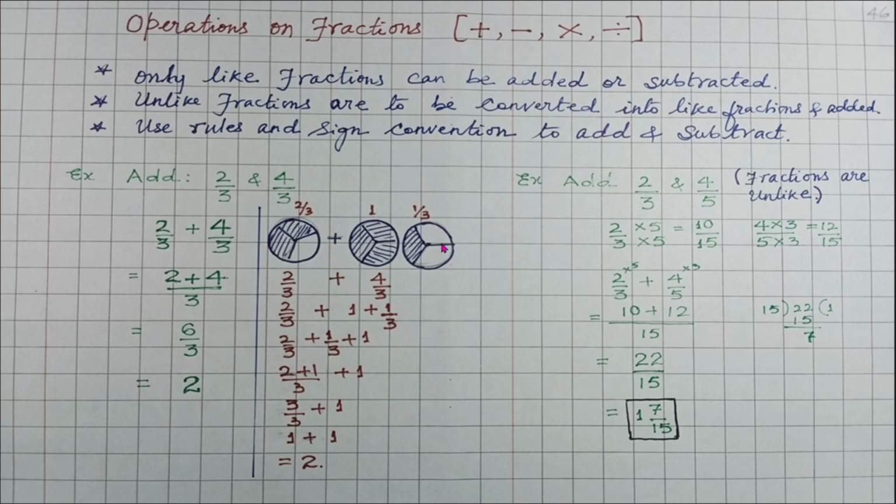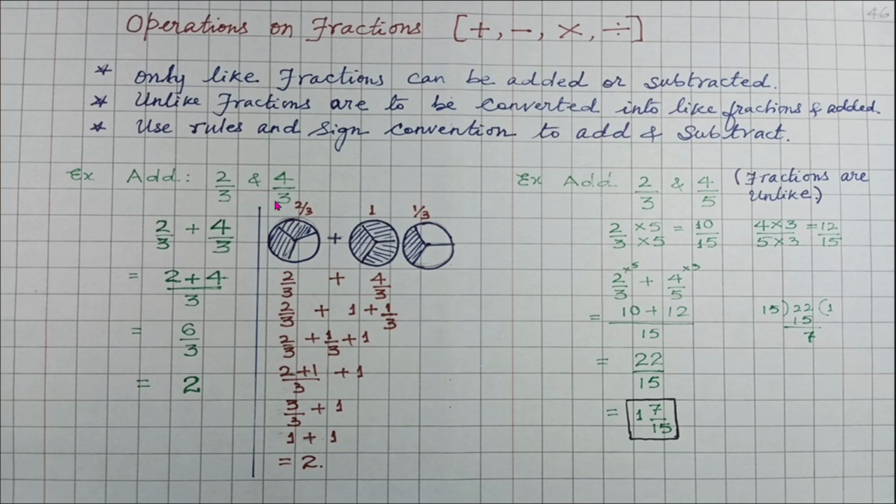Therefore we have 2 by 3 here, 1 plus 1 by 3 is 4 by 3. So 2 by 3 plus 4 by 3 becomes 2 by 3 plus 1 plus 1 by 3, that is 2 by 3 plus 1 by 3 plus 1, which is 3 by 3 plus 1, 1 plus 1 is 2. So this is an explanation as to how we have added 2 by 3 and 4 by 3. Otherwise the method is very simple.